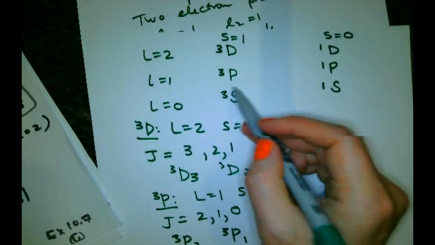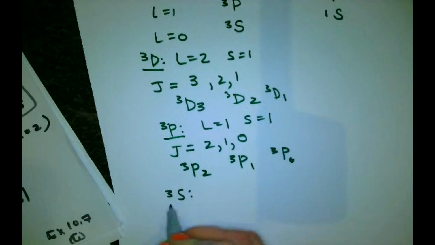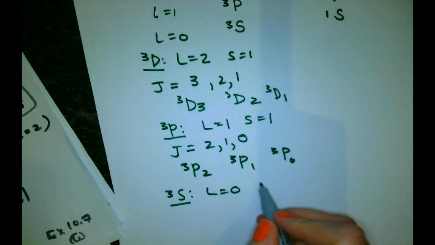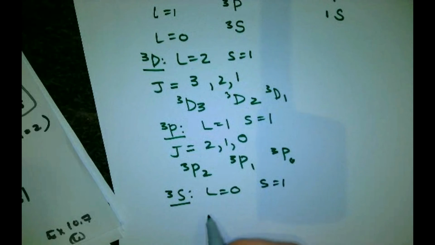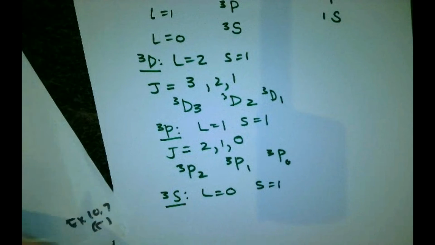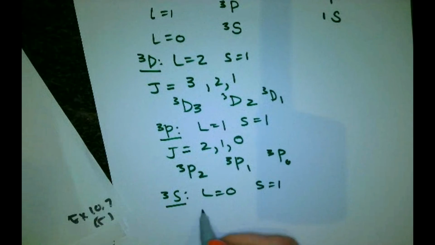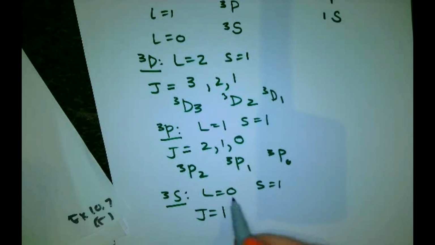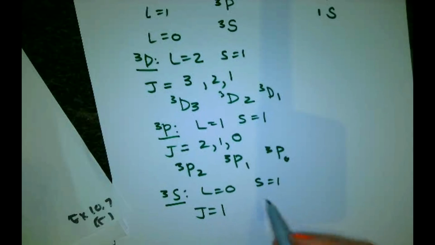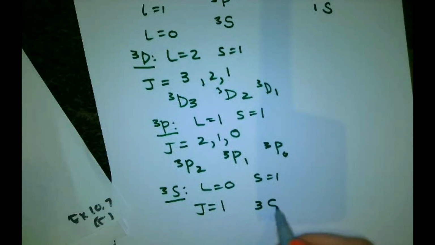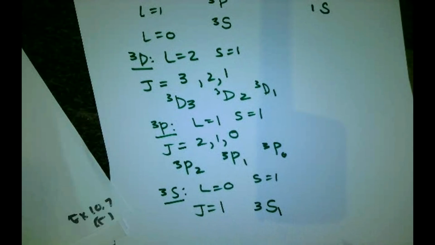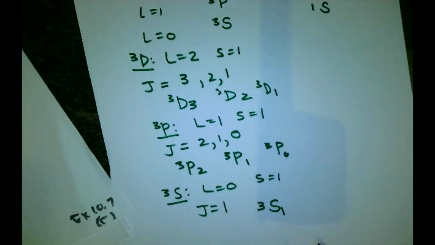Let's look at the 3S term. L is 0, S is 1. So in this case, J is L plus S, which is 1, and L minus S, which remains 1. So it's 3S, and J is just 1. Sorry, yes, 3S, that's right. 3S1.